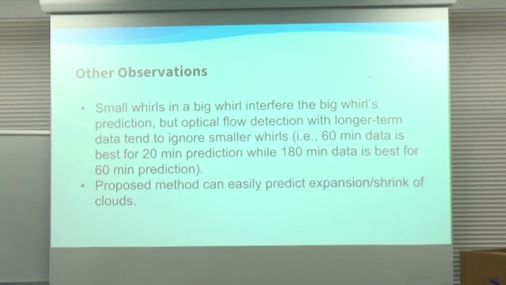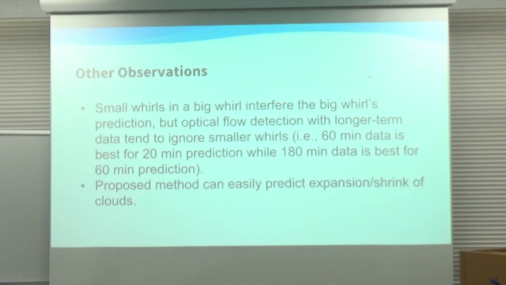And there are other observations. There are many small whorls in a big field. One typhoon can have many whorls inside, and that can make the prediction of bigger whorls harder. But with optical flow detection over a longer term, like I used 60 minutes of past data for 20 minutes prediction, while 180 minutes of data for 60 minutes prediction, the longer data can ignore small changes, and as a result, the optical flow can improve the result.